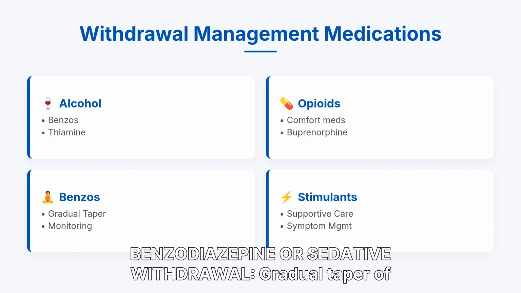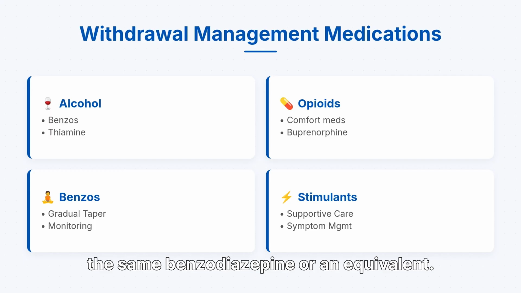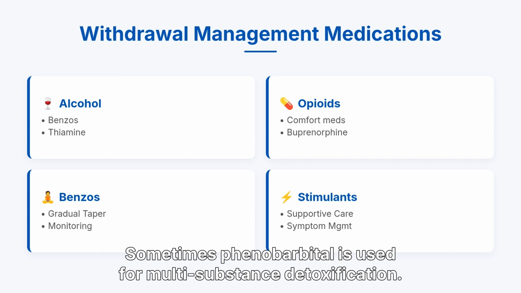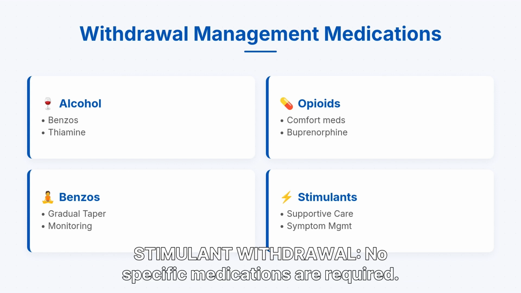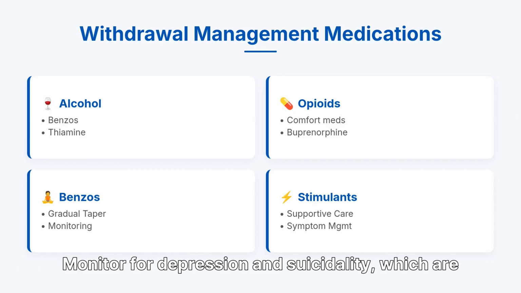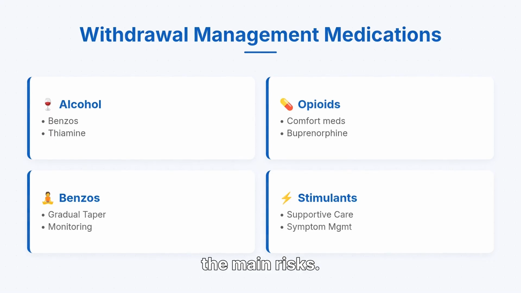Benzodiazepine or sedative withdrawal. Gradual taper of the same benzodiazepine or an equivalent. Never stop abruptly, seizure risk is high. Sometimes phenobarbital is used for multi-substance detoxification. Stimulant withdrawal. No specific medications are required. Supportive care: rest, nutrition, hydration. Monitor for depression and suicidality, which are the main risks.